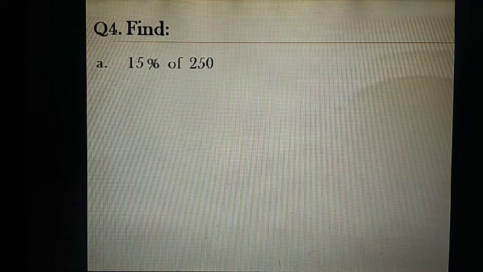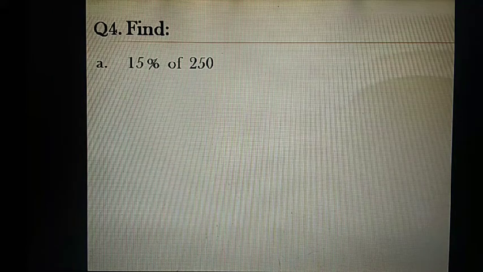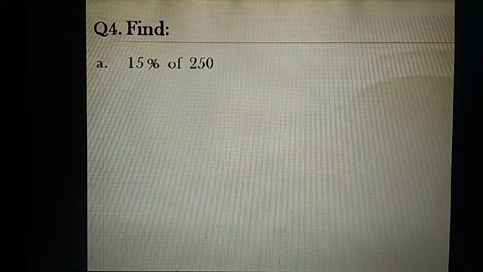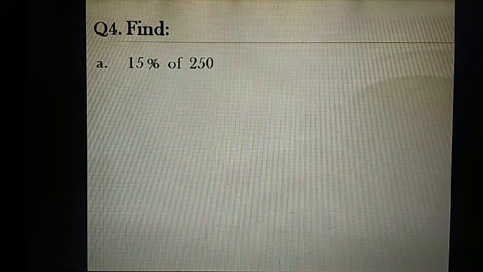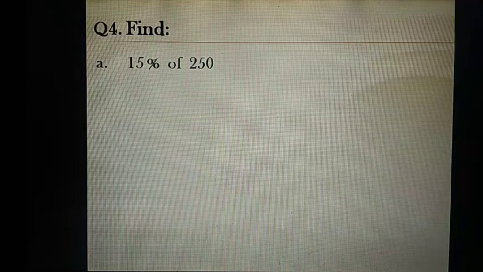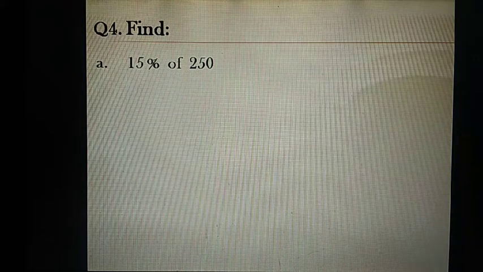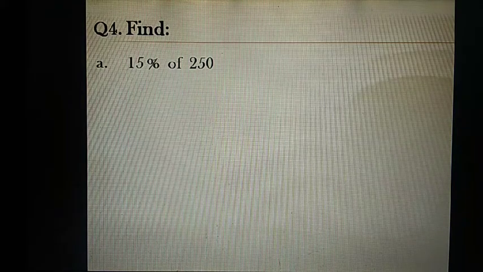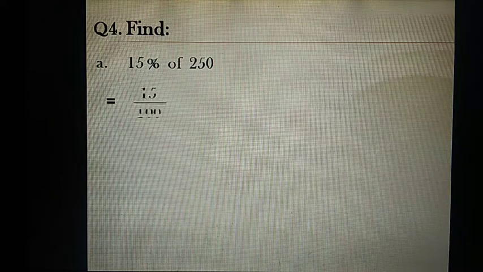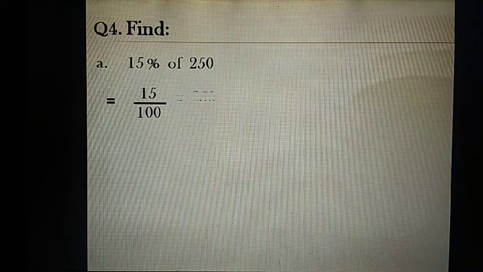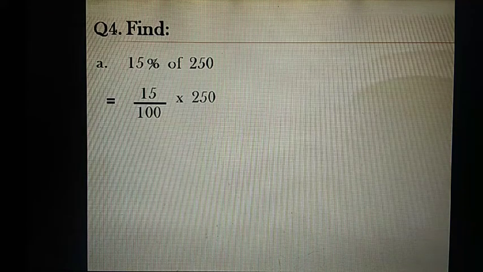Question number 4. Find 15% of 250. Whenever we write this in an equation, we are supposed to replace percent by upon 100 and of by a multiplication sign. Moving term by term, starting from the left, 15% means 15 upon 100. Of 250 means into 250.